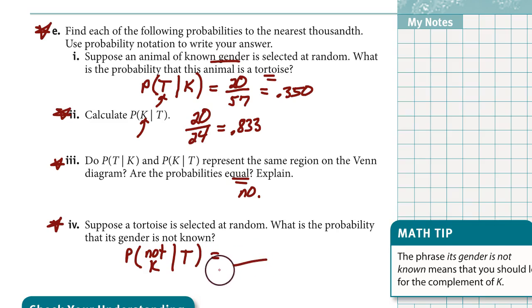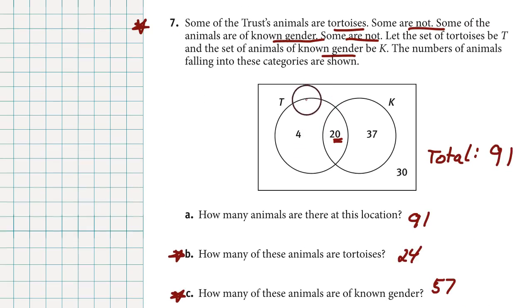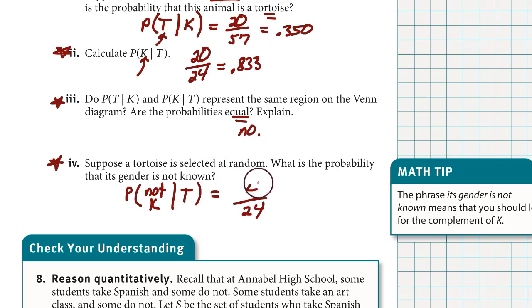So for our denominator, there were 24 tortoises. So of those 24 tortoises, for how many was the gender not known? Let's go back to the picture. Here are the 24 tortoises in the T circle, and that 4 is not in the known circle. The answer is 4 out of 24. That's 0.166.